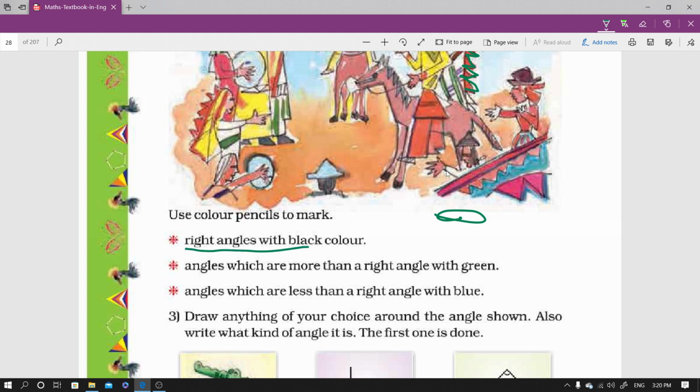Right angles with black color. Angles which are more than a right angle with green. Angles which are less than a right angle with blue.